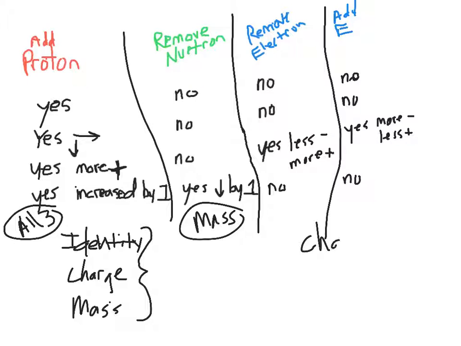Only the charge. So at this point, you should be experts in what each of these particles affect in the atom. All right? Again, proton does it all. Proton is the identity. That's what the proton number is. And the proton number is called what? The atomic number.